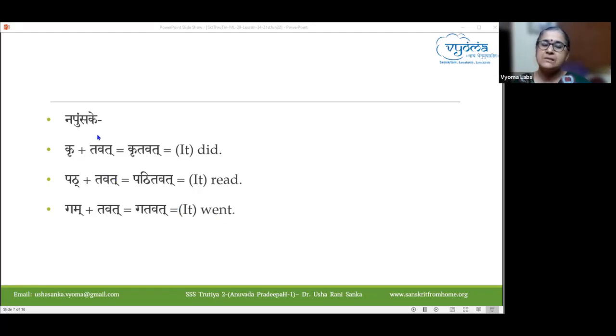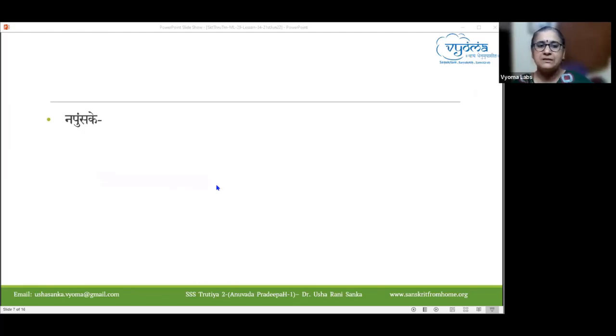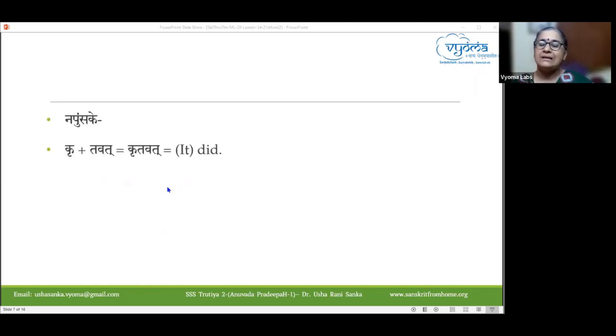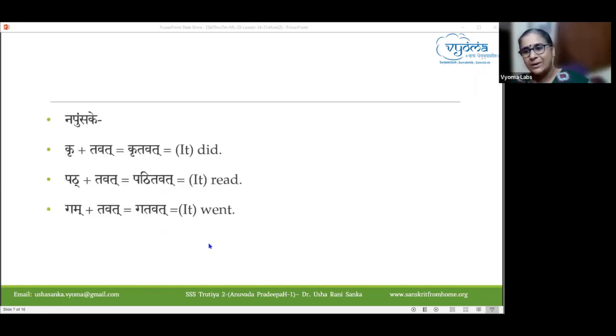Okay, so this is what he gives. He takes one set of dhatus and tries to give you all the pumlinga, strilinga and napumsakalinga forms so that you can compare. If you observe, this is kritavan, patitavan, gatavan. Here, kritavat, patitavat, gatavat. If you talk of a yantra, yana, or a phala, a pushpa, like that.